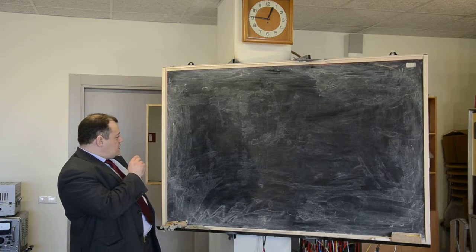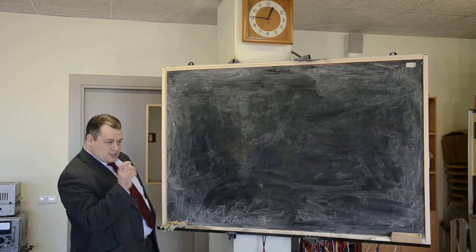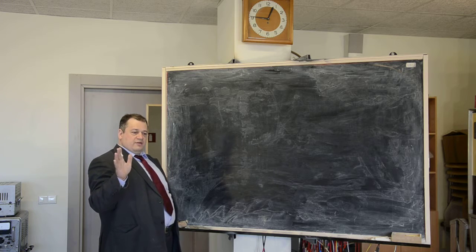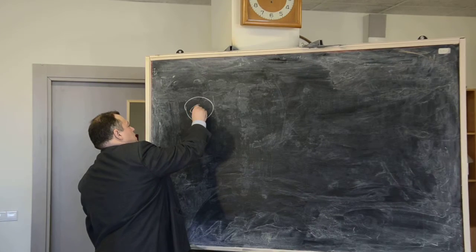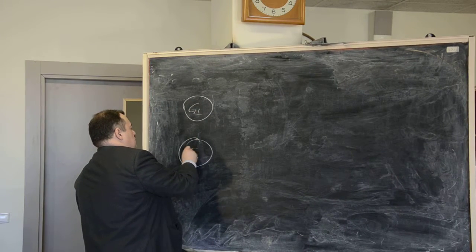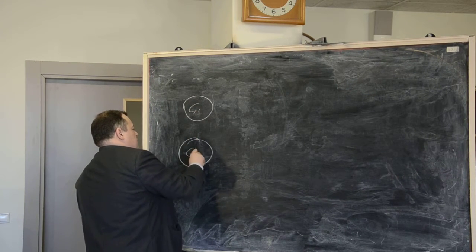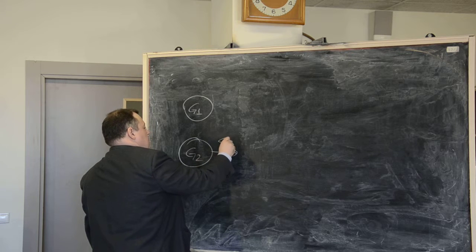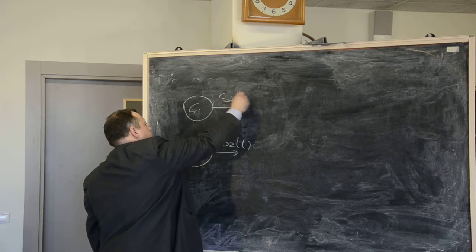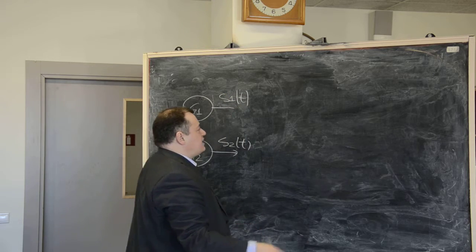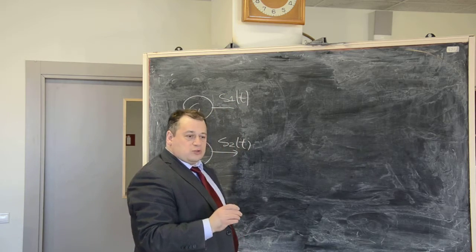Now let's take a more detailed look at our experiment. We saw what we have: generator 1 and generator 2 producing signals S1 and S2. Both signals were close to harmonic.